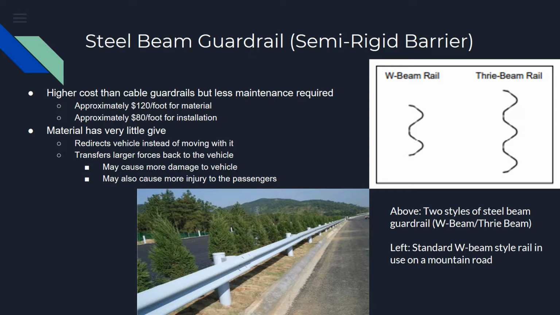There are two common types of steel beam guardrail, the W-beam and the Thrie-beam. Both of these beams serve the same purpose, but the Thrie-beam spreads the force across a larger surface area and therefore is used in locations with a larger flow of semis and trucks.